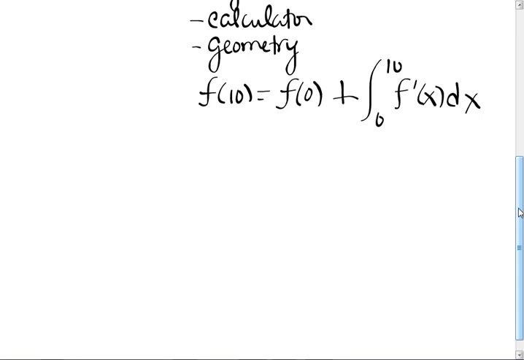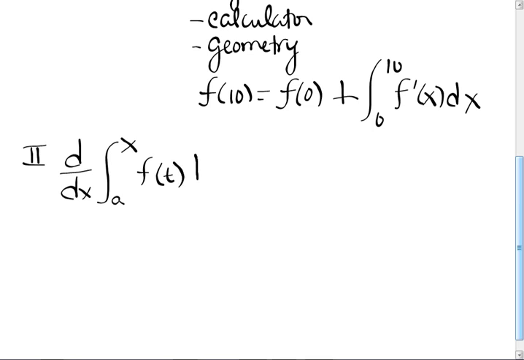Then we have the second fundamental theorem of calculus, and that's the derivative of the integral. Do you remember this one? Whoops, that's not f of t. Sorry, excuse me, that's x. We'll do them all. And that's f of t dt. It always has to go from a constant to a variable. And you're taking this is a function. Let's pretend we know how to integrate f of t.